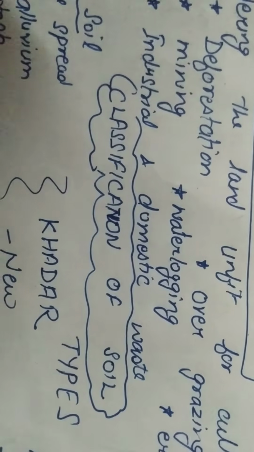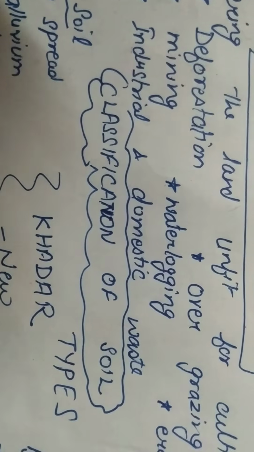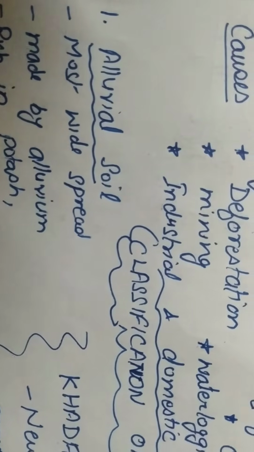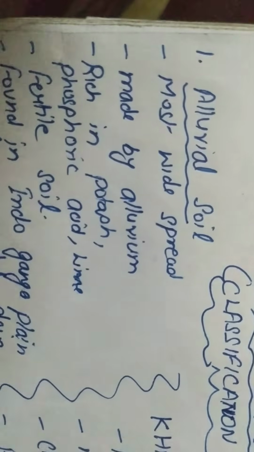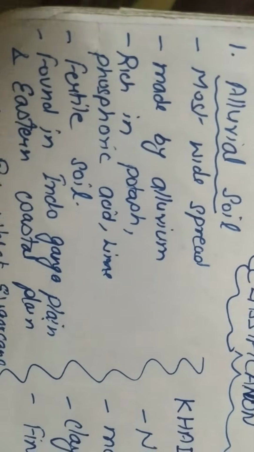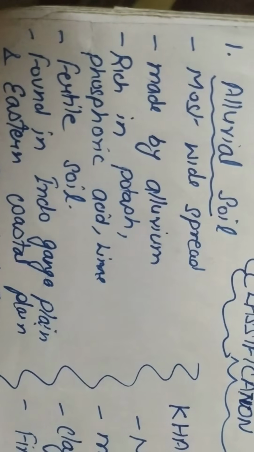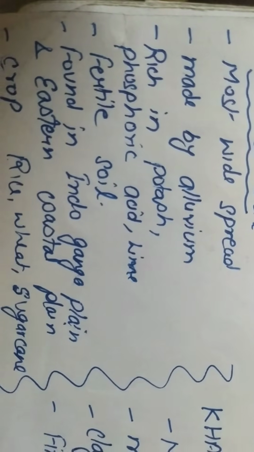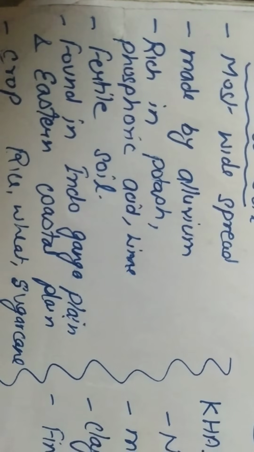Now next, we know there are different types of soil, classification of soil. There are basically six types of soil found in India. The very first is alluvial soil, which is the most widespread soil. In our Punjab, we also get this alluvial soil. Most widespread, mostly we have. It is made by the alluvium brought by rivers, very rich in potash, phosphoric acid and lime. It's very fertile soil, good for crops. That's why in Punjab, we see the crops, na?